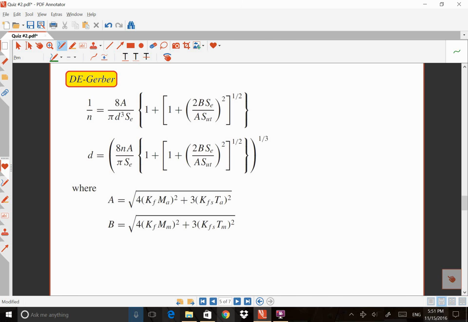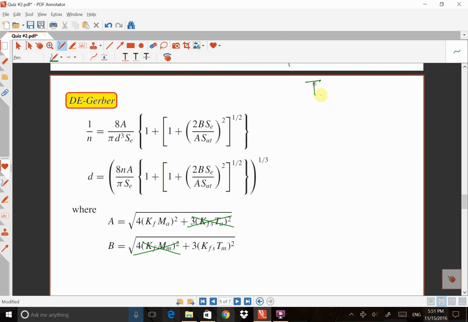Okay, in the previous page we found that TA is 0, so this guy will be 0, and MM was 0. Okay, so let me write it here: TA was 0 and MM was 0, TM was 20 and MA was 1636. This is the information that we got in the previous page. I just put them here.